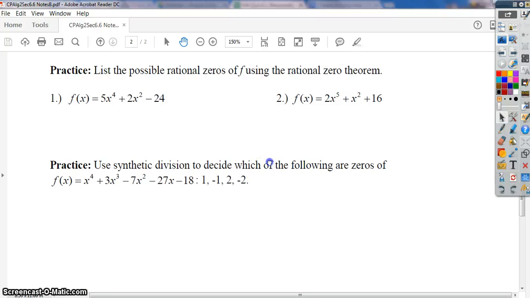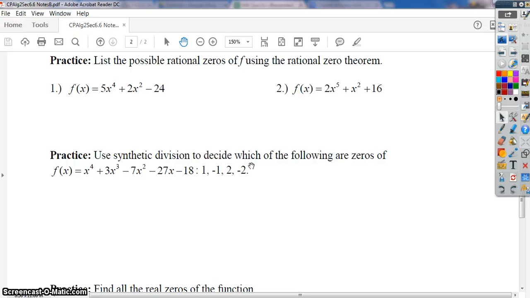But let's actually jump right into this, save a little time, because I only have 15 minutes to get through this, and this is a pretty long section. List all the possible rational zeros of f using the rational zero theorem. So this is your Q, this is your P. Numbers that multiply to be P are 1 times 24, 2 times 12, 3 times 8, 4 times 6. Q is just 1 at the bottom.